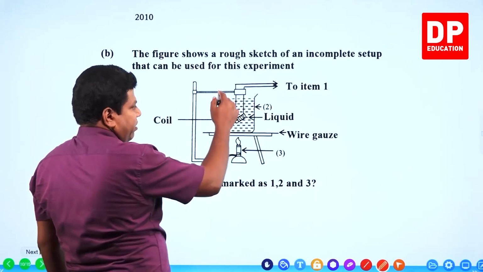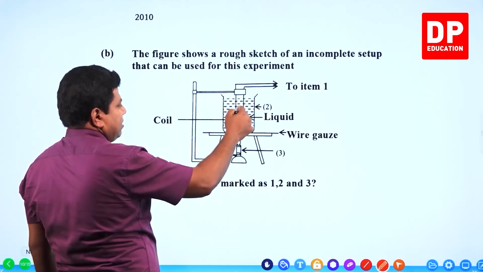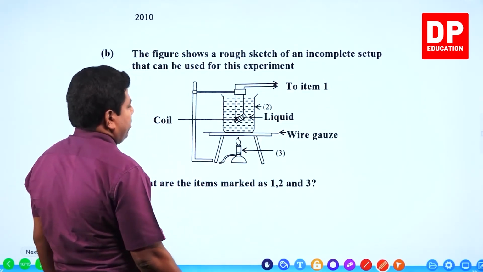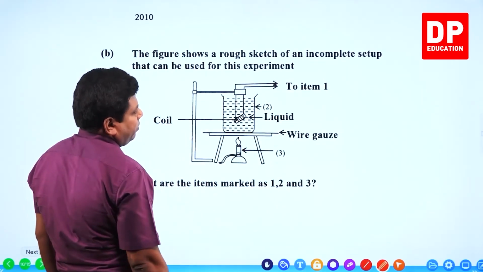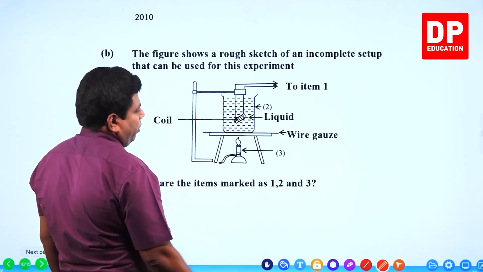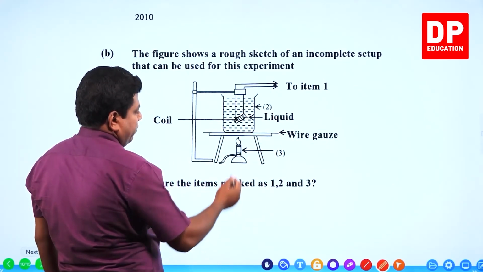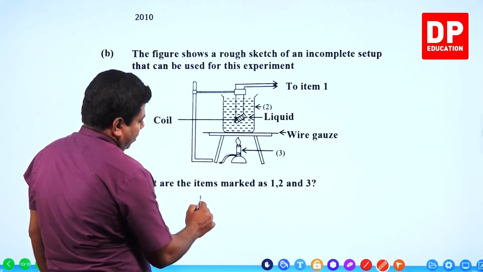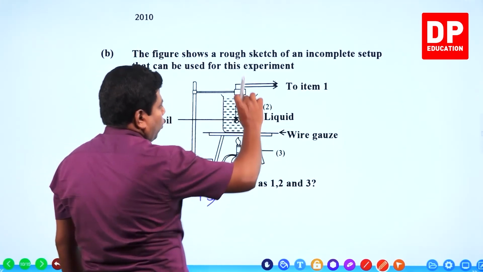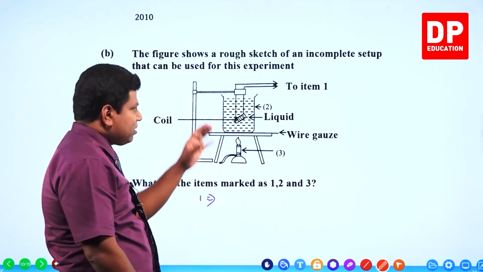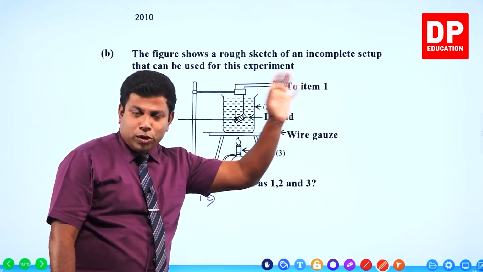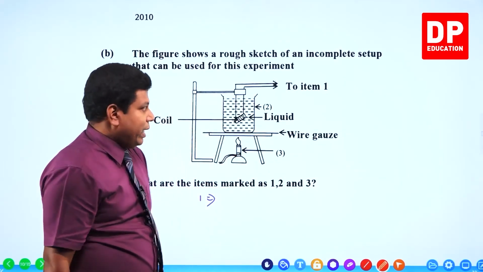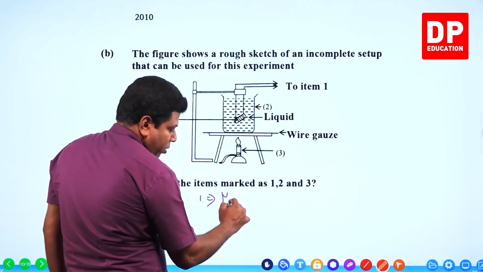What is there? You have the beaker, the coil is immersed, and from that it goes to item 1, the coil is here. This is what they say 2. Wire gauge 3. What are the items marked as 1, 2 and 3? They say it goes to item 1. So where does this go to? It usually goes to the meter bridge. They very clearly said we are using the Wheatstone bridge. So we can say item 1 is the meter bridge or Wheatstone bridge.